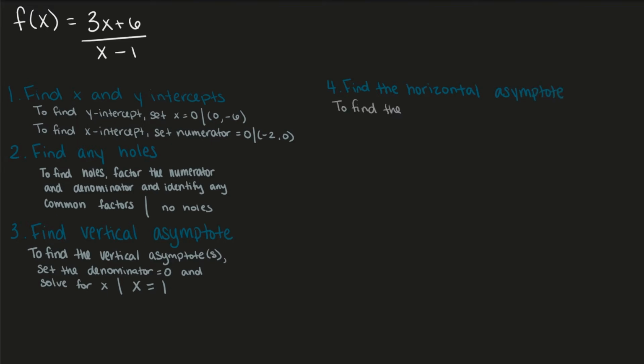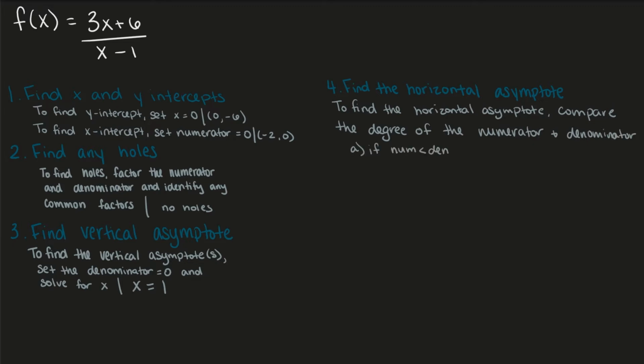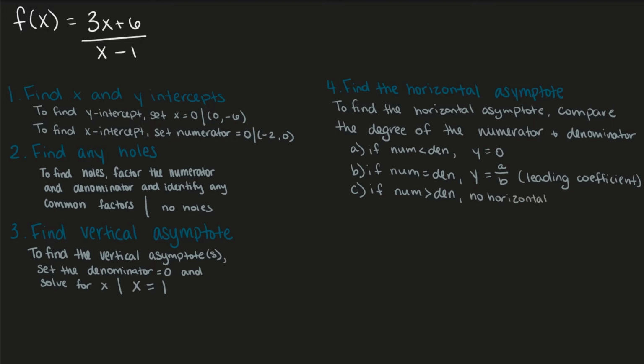To find the horizontal asymptote, we want to compare the degree of our numerator and our denominator. If the degree of our numerator is less than the degree of our denominator, our asymptote is at y equals 0. If the degree of our numerator is equal to the degree of our denominator, then our asymptote is at the ratio of their leading coefficients, or at a over b. And if the degree of our numerator is greater than the degree of our denominator, there's no horizontal asymptote. Instead, there's a slant asymptote.